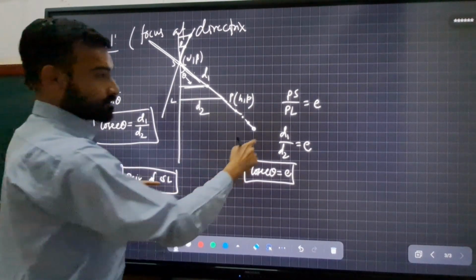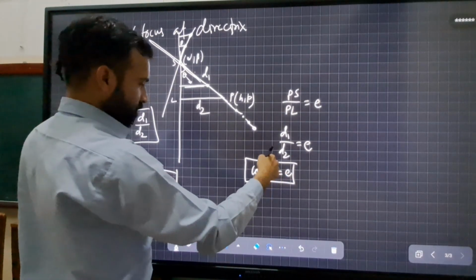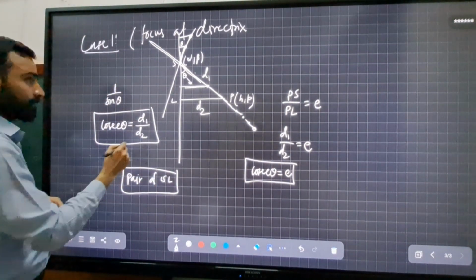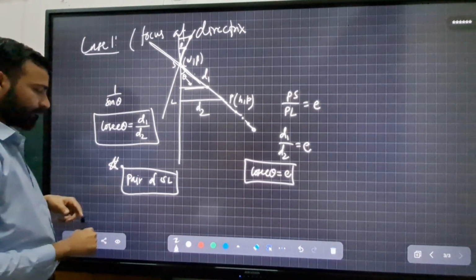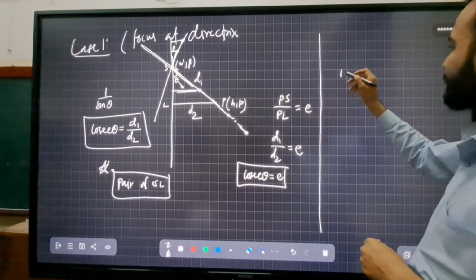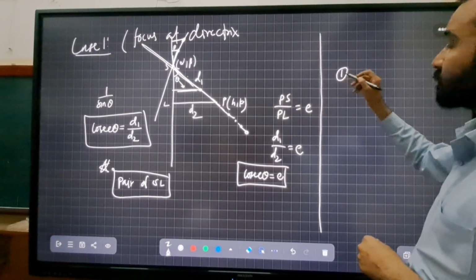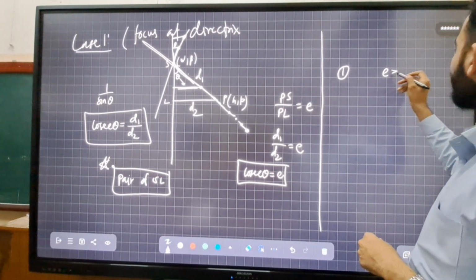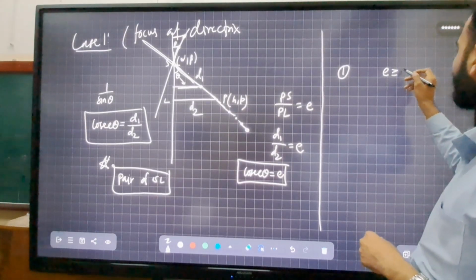So here also PS by PL is equal to E, and the locus of P will be a pair of straight lines. That P will lie on a pair of straight lines. So now for this pair of straight lines, there is one note here: E is greater than or equal to 1.